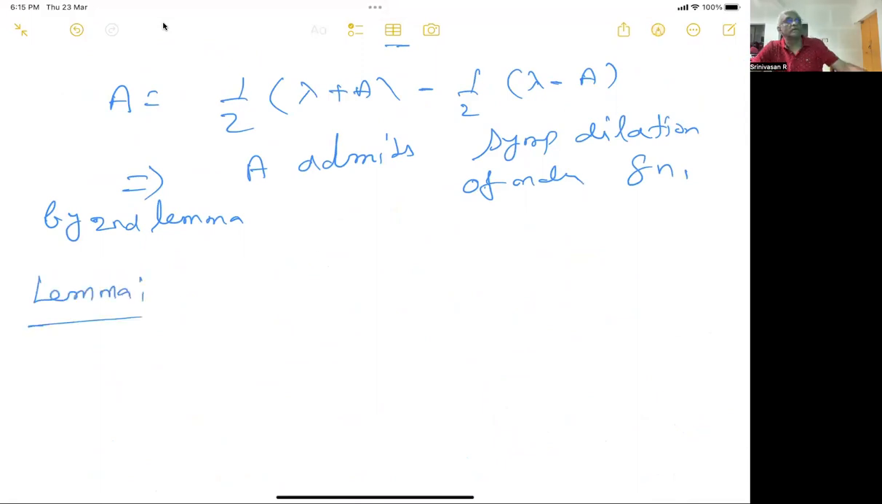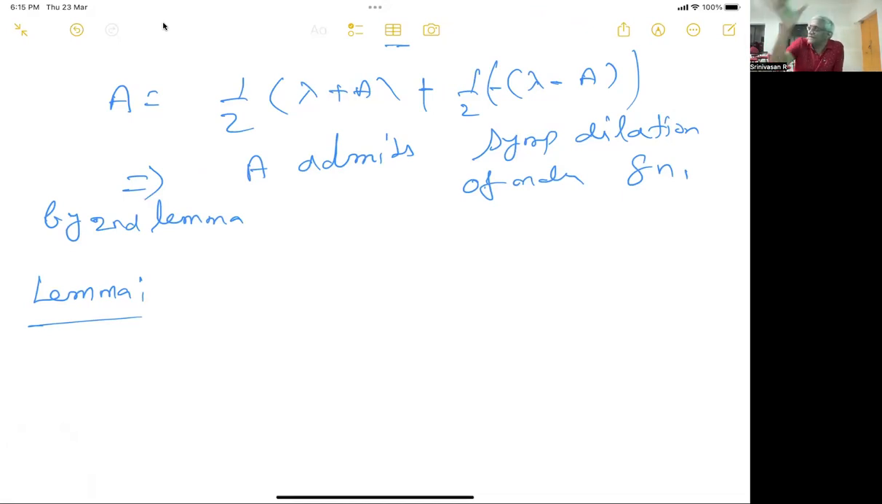How is this a convex combination? This is because there's a minus, you are saying. Yes. If A admits a symplectic dilation, minus A admits a symplectic dilation. Lambda minus A admits, so minus of that also admits. Good question. This is a convex linear combination.